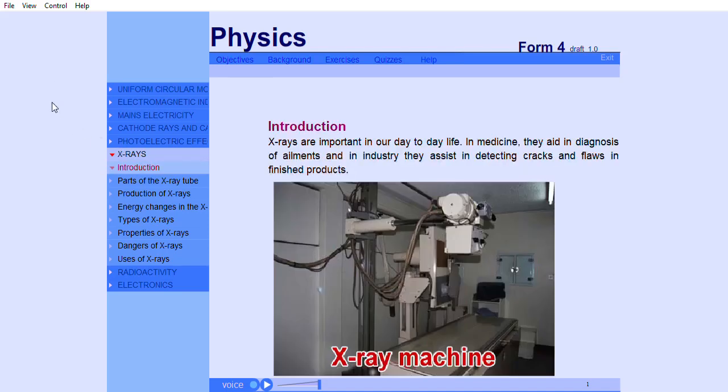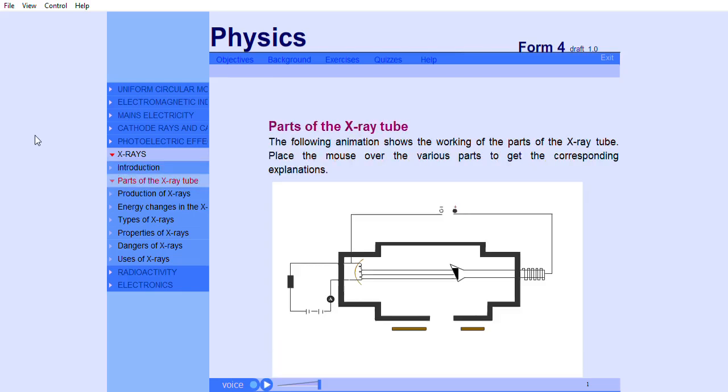Introduction. X-rays are important in our day-to-day life. In medicine, they aid in diagnosis of ailments, and in industry, they assist in detecting cracks and flaws in finished products. Parts of the X-ray tube.